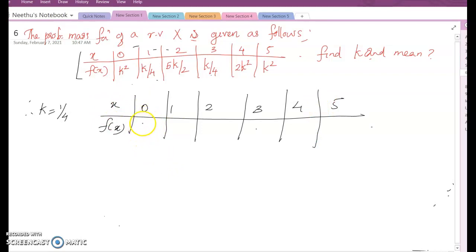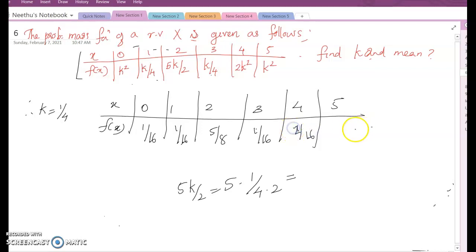k സ്ക്വയർ എന്ന് പറഞ്ഞാൽ 1 by 4 സ്ക്വയർ, 1 by 16. നെക്സ്റ്റ് k by 4, that is 1 by 4 by 4, that is 1 by 16. നെക്സ്റ്റ് 5k by 2 ആണ്. 5k by 2 എന്ന് പറഞ്ഞാൽ 5 into 1 by 4 by 2, that is 5 by 8 വരും. Okay, next k by 4, 1 by 16, 2k square വരും. 2k square എന്ന് പറഞ്ഞാൽ 2 into 1 by 16, that is 2 by 16, അങ്ങനെ തന്നെ എഴുതിയാലും കുഴപ്പമൊന്നുമില്ല. നെക്സ്റ്റ് k square 1 by 16.